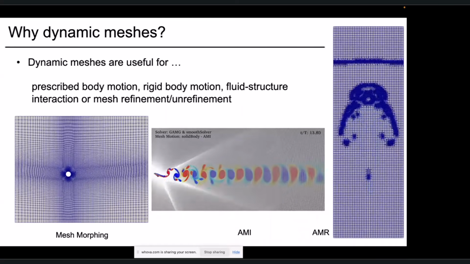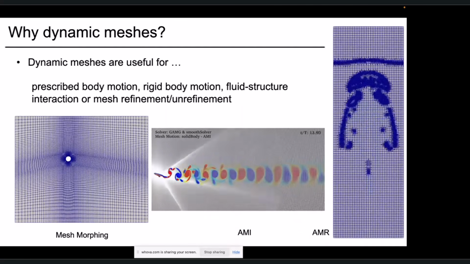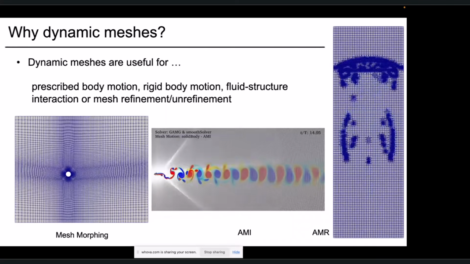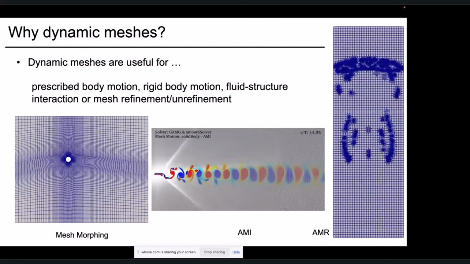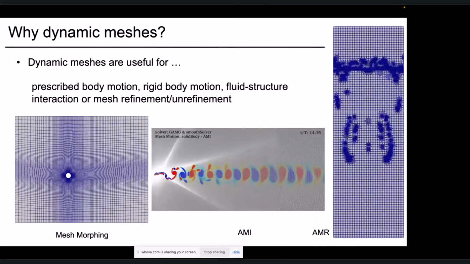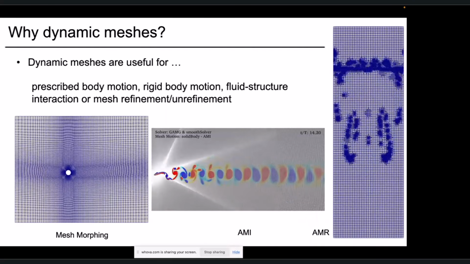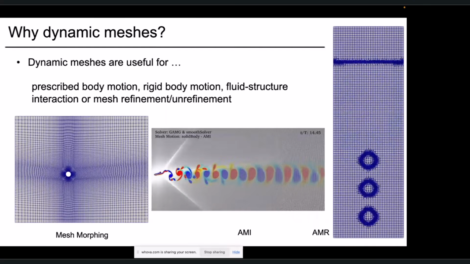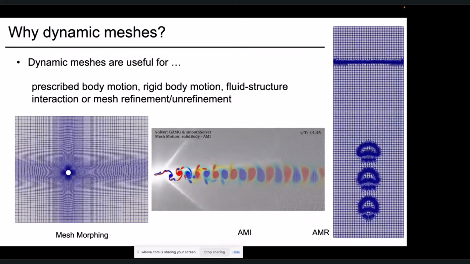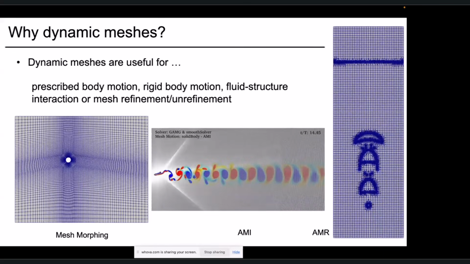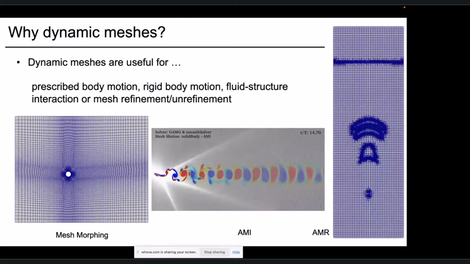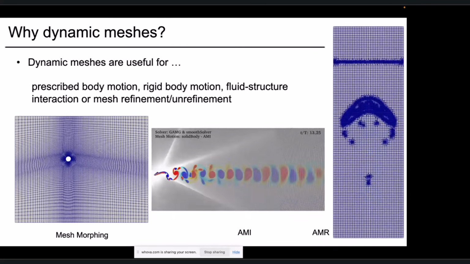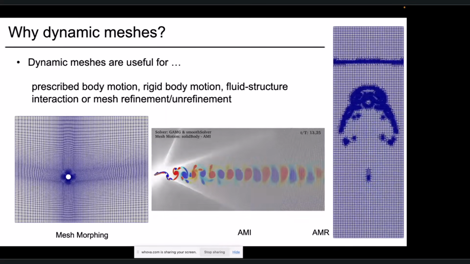And we might also need to refine or unrefine our meshes based on the different scalars that we want to track through our simulations. So in all these cases, we need dynamic meshes. For example, of the 3 examples I'm showing here, the first one on the left shows an example of mesh morphing, which I will discuss in detail in a while, where you can see that a cylinder is undergoing a prescribed oscillation in the cross flow direction. And you can clearly see how much deformation the connected mesh elements are undergoing through the morphing of the mesh.